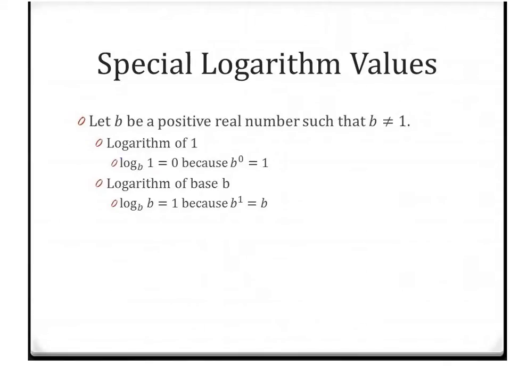Alright, so we do have two special logarithm values, and that's when it equals 0 or equals 1. And that's because if this is your power over here, right, this number has to be 1 because anything to the 0 power is 1. Okay, and if this number is 1 over here, then this has to equal the same thing as the base was because anything to the first power is itself. So those are our two special logarithmic values.